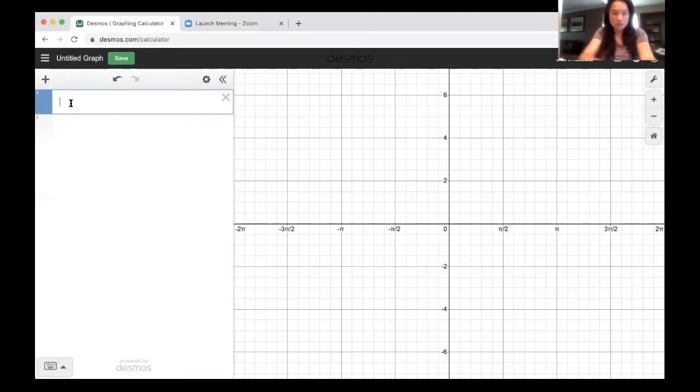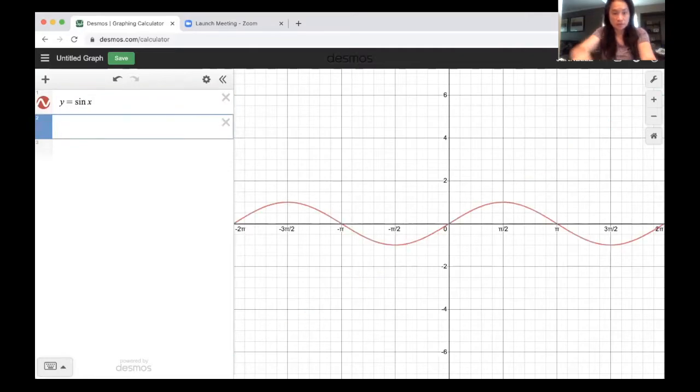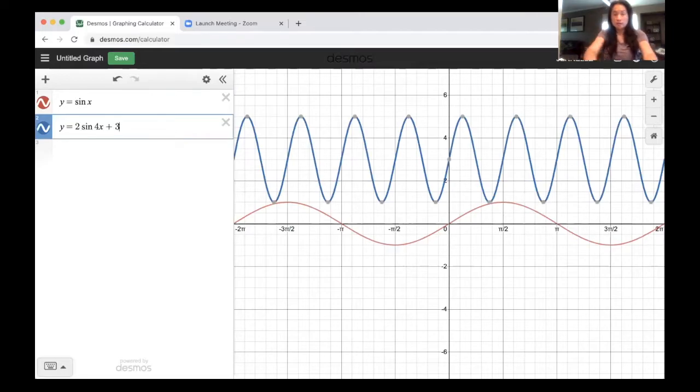So the first problem that we're going to do here is going to be a vertical translation. Let me put in the parent function, y equals sine of x. Good. And I'm doing example 3, on page 489. Okay, so y equals 2 sine of 4x plus 3. All right, so let's talk about these. So A is the amplitude, which is 2.